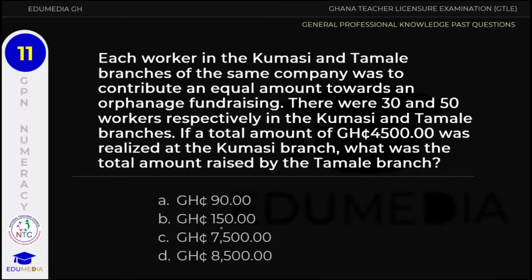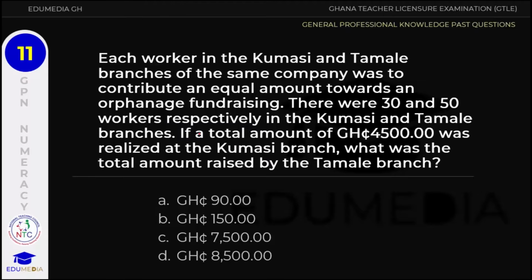The next question. Each worker in the Kumasi and Tamale branches of the same company was to contribute an equal amount towards an orphanage fundraiser. There were 30 and 50 workers respectively in the Kumasi and Tamale branches. If a total amount of 4,500 was realized at the Kumasi branch, what was the total amount raised by the Tamale branch?